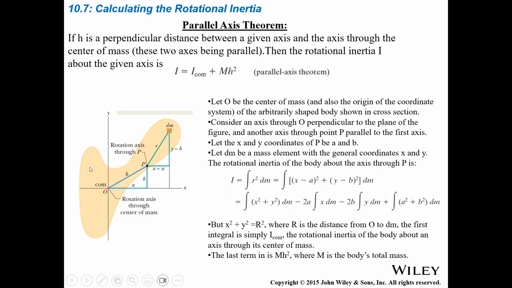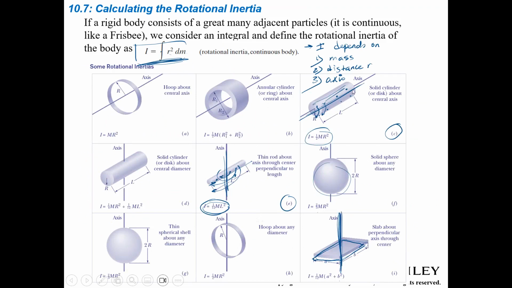Let me repeat. I have this object. I know its rotational inertia around its center of mass, around an axis passing through the center of mass. Let's say I have this rod. I'll draw an example to keep things in front of you. So if this rod is uniform, its center of mass is going to be at the center, right?